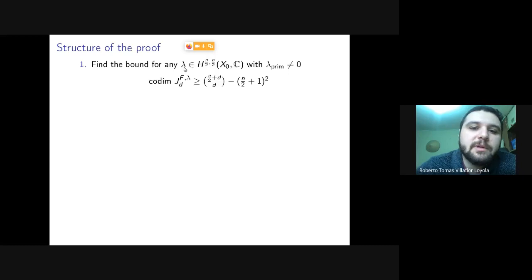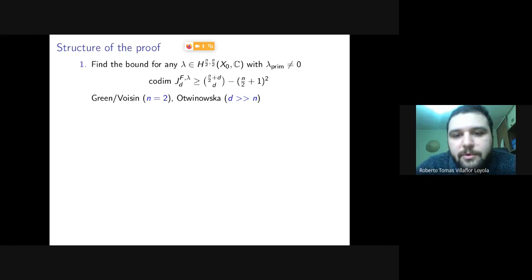And so, well, we define this in the natural way, and we have to show this codimension. This was done by Green and Voisin for dimension 2, and by Otwinowska for bigger degree, very big degree. And what they did was to use very strong tools from commutative algebra to study in general the Hilbert function of an Artinian Gorenstein algebra in a very general setting.